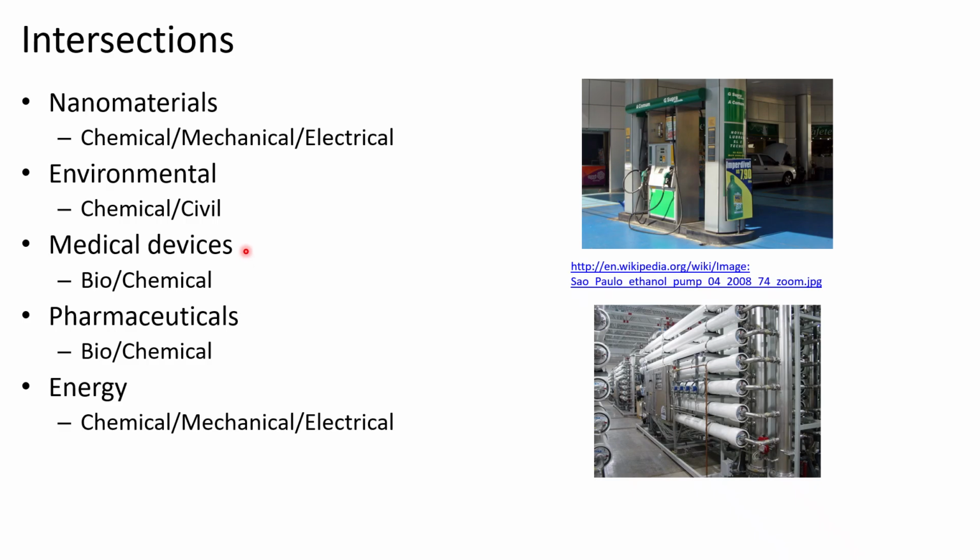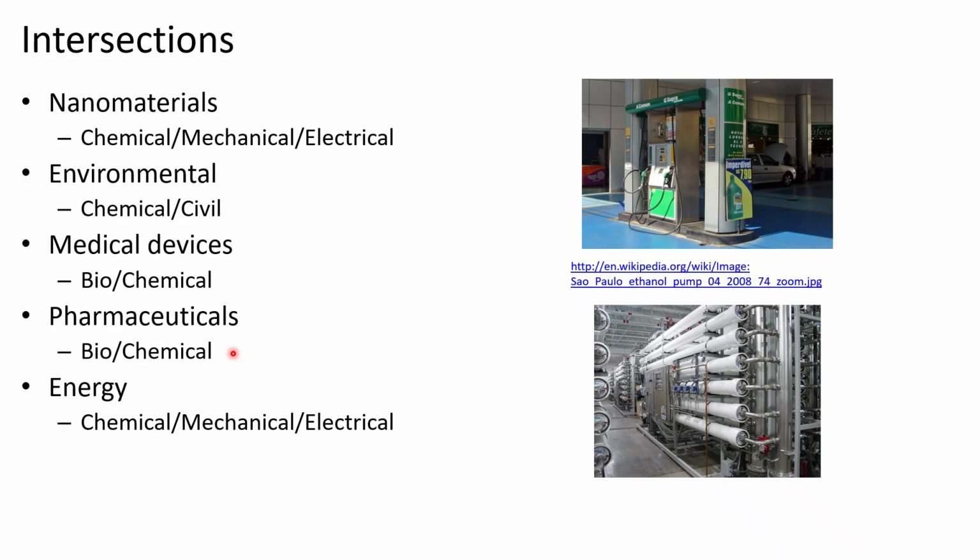The design and construction of medical devices is an area of overlap between bio and chemical engineers. Those that are involved in the design of those artificial kidneys you saw earlier were a mix of different engineers, primarily chemical and bioengineers. The production of drugs and pharmaceuticals also is an area of great overlap.